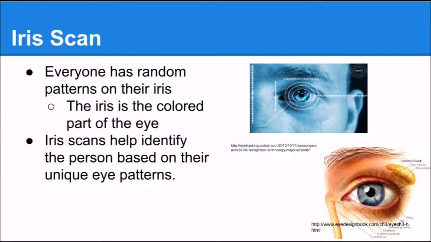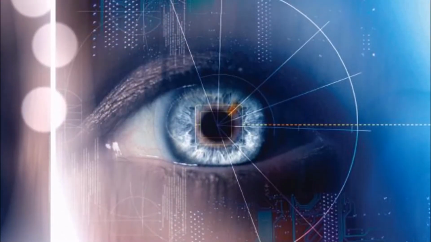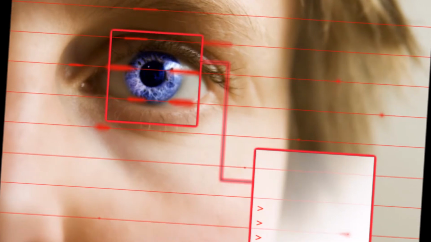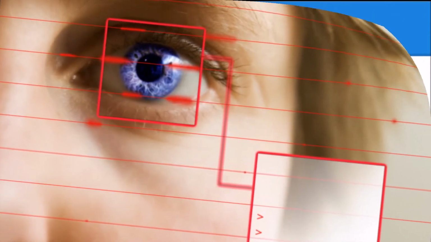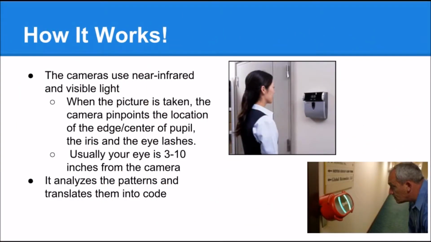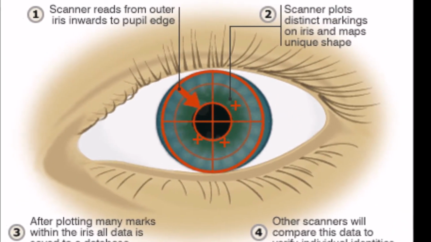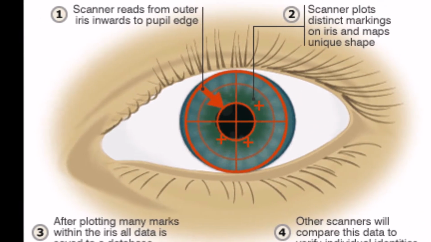Iris scan. Everyone has random patterns in their iris, which is the colored part of the eye. Iris scans help identify the person based on their unique eye patterns. This is done by a recognition detection of the iris using mathematics and computer vision. How it works. When the picture is taken, the camera pinpoints the location of the pupil, the iris, and the eyelashes. Usually, your eye is 3 to 10 inches away from the camera. After taking the picture, it will then analyze the patterns and translate them into codes.